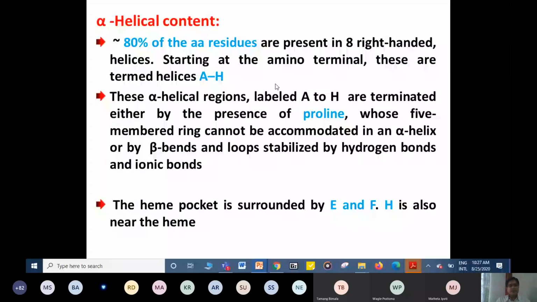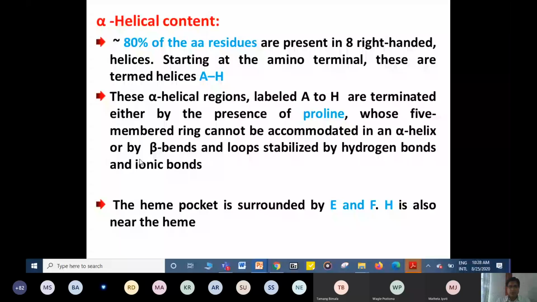These alpha helical regions labeled A to H are terminated either by the presence of proline, because proline has the 5-membered ring which cannot be accommodated in the alpha helical structure. That means once the proline comes, that alpha helical structure is disrupted, or by beta bend and loop, which are stabilized by hydrogen bonds.